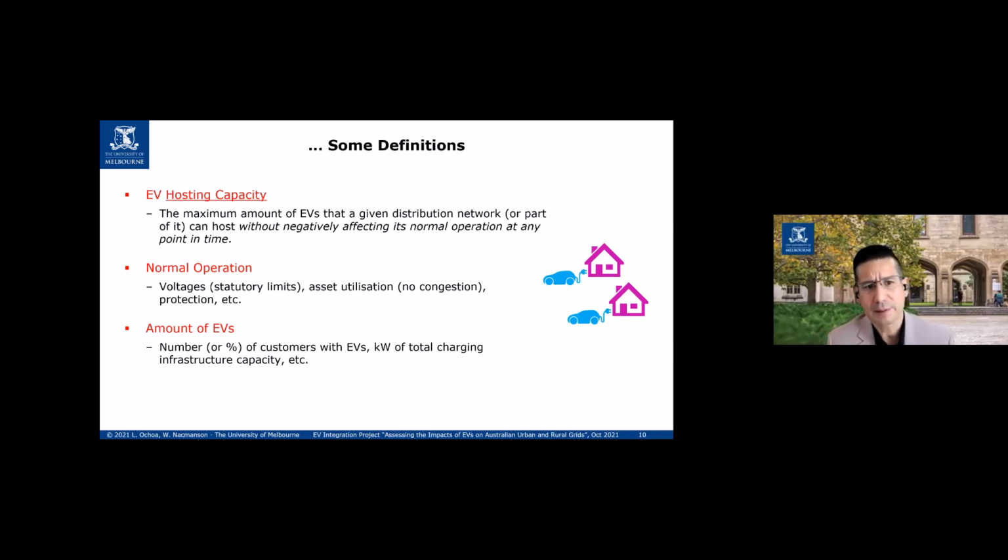When we talk about hosting capacity here, it is really the maximum amount of electric vehicles that a given distribution network can actually host without negative effects, all right? So these negative effects are going to be, for this particular presentation, this report presented from the perspective of voltages, so within the statutory limits, and asset utilization or congestion of assets. There are many other things that can be quantified, but we are not going beyond that. And in terms of amount of electric vehicles, this will be the percentage of number of houses with a single electric vehicle. We will get into the details of that later on.